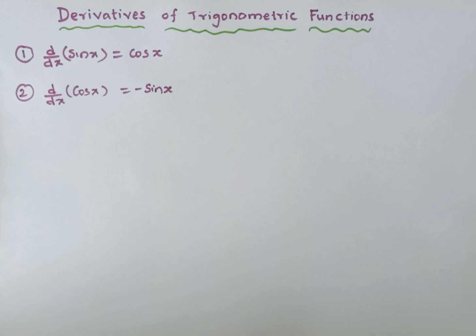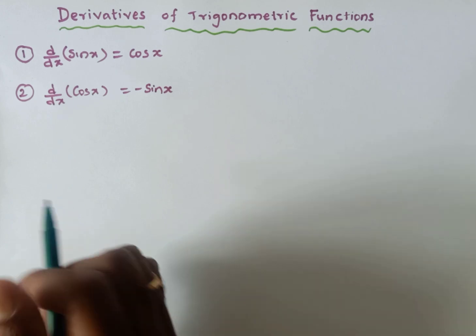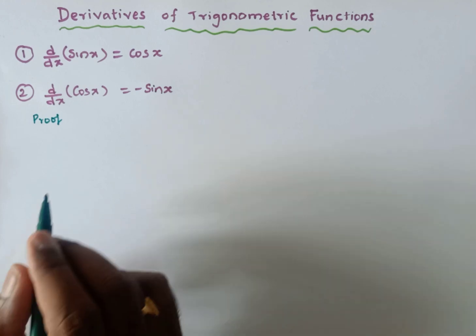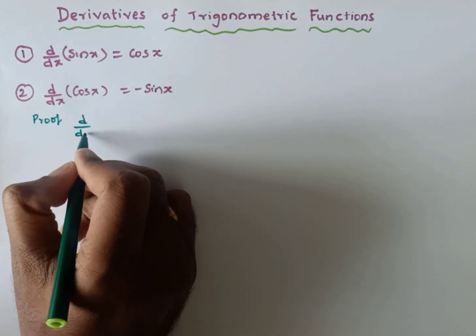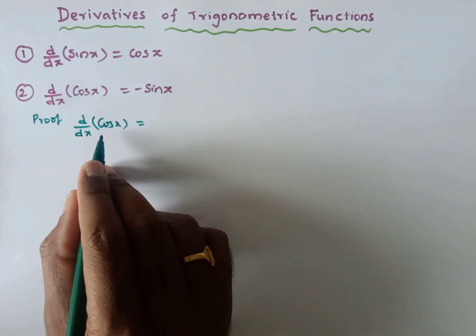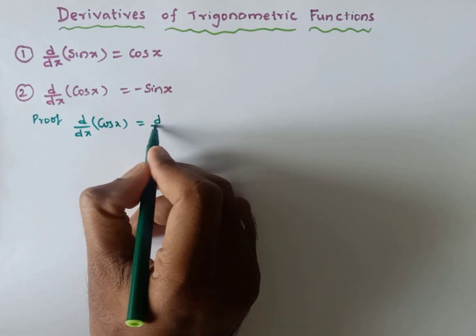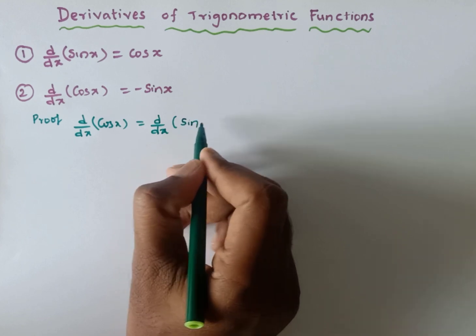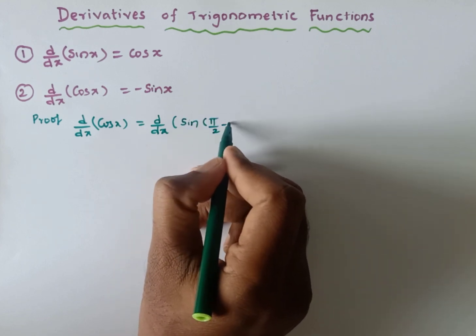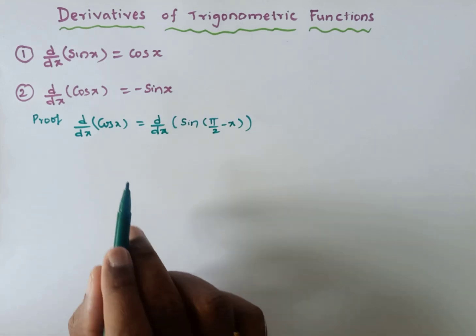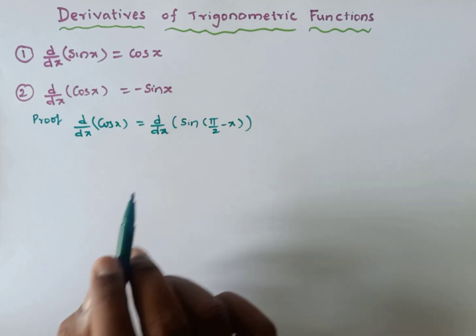We can also prove that the derivative of cos x is equal to minus sin x by using the first principle, or here by using the derivative of sin x we can show it like this. Here we need to find the derivative of cos x, right? By using some trigonometric relations, this cos x can be written as sine of 90 minus theta, so it is sine of pi by 2 minus x. Sine of pi by 2 minus x is the same as cos x.